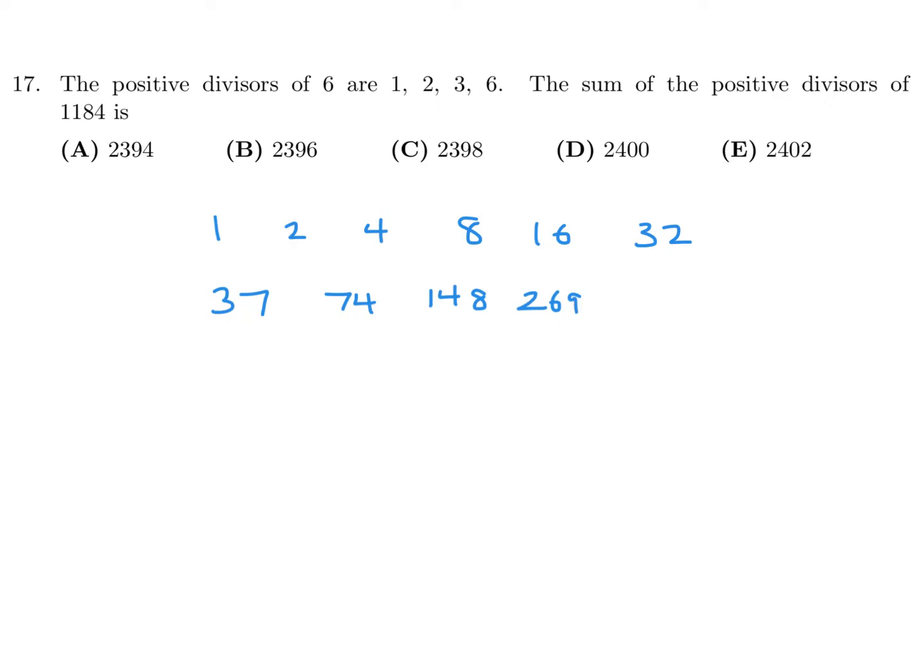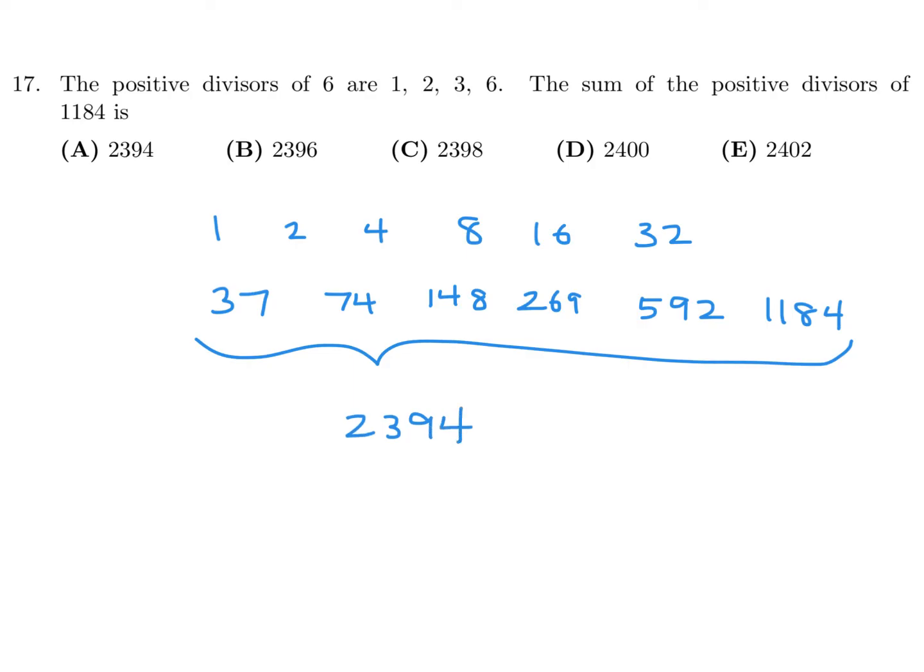It does for me. And so these are the divisors, right? And then you just have to add up all these guys. And when you add up all these guys, you get 2,394. And that's really all there is to this question. So number 17, the answer is A.